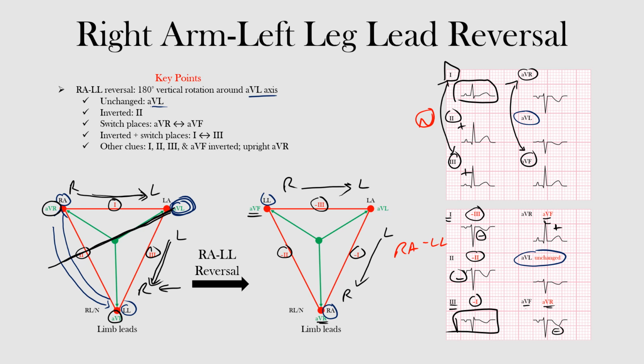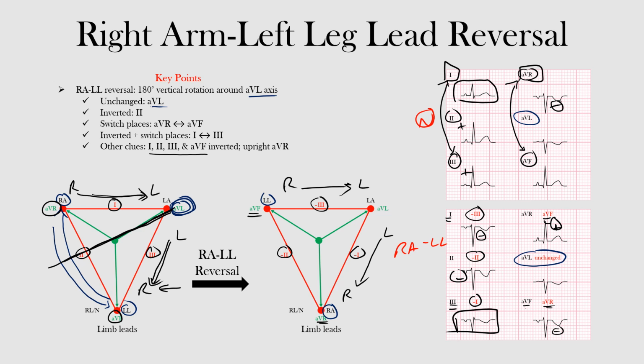Now, some other clues you should think of when you see right arm or left leg reversal are when leads 1, 2, 3, and AVF are completely inverted, including the P waves, the QRS complexes, and even the T waves. In addition, lead AVR will normally be negative, and in this case it's going to be upright. Okay, so notice AVR was negative here, and now it will be upright. So that's another thing to think about. And remember, you're going to see inversion of leads 1, 2, 3, and AVF. Okay, so hopefully that makes sense.